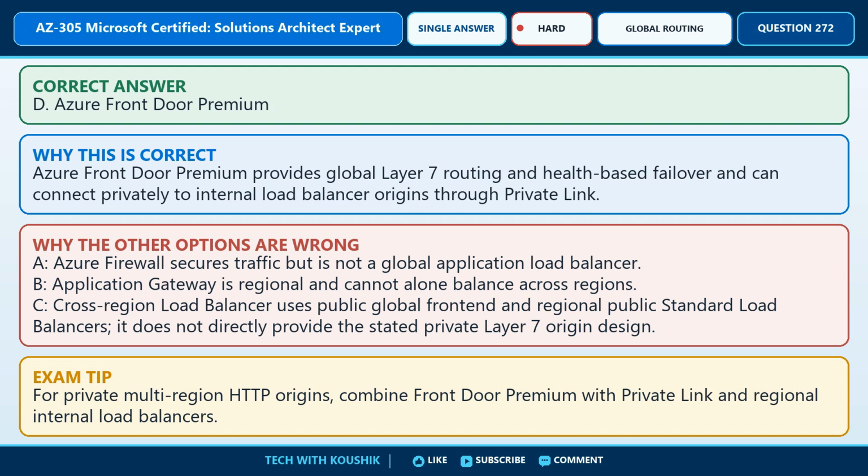It does not directly provide the stated private Layer 7 origin design. Keep this examination point in mind. For private multi-region HTTP origins, combine Front Door Premium with Private Link and regional internal load balancers.